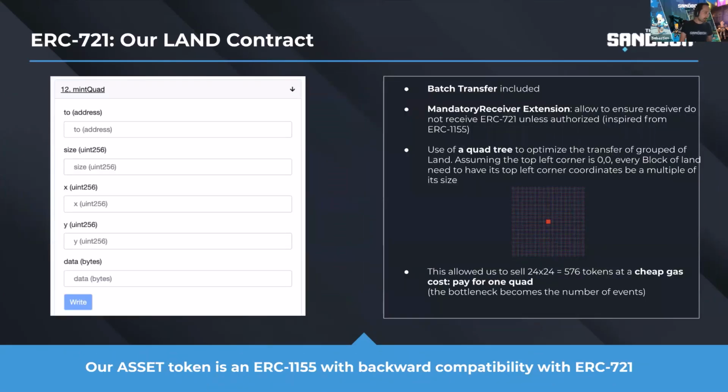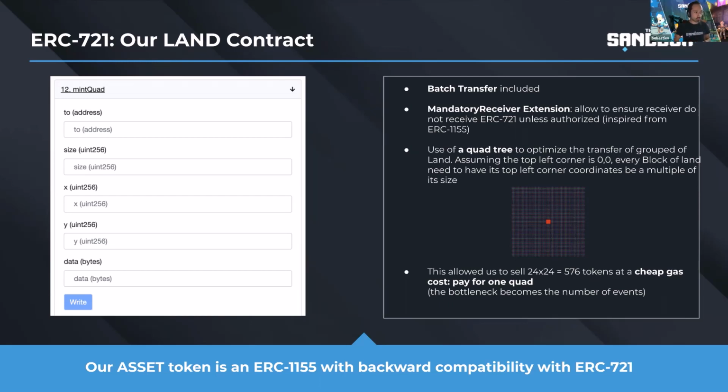The land contract as well. So some technical information about our land contract. It also supports batch transfer. So users could buy an estate of 24 by 24. That's 576 unique tokens, and it's only one transaction. It's not 576. So it's pretty efficient.